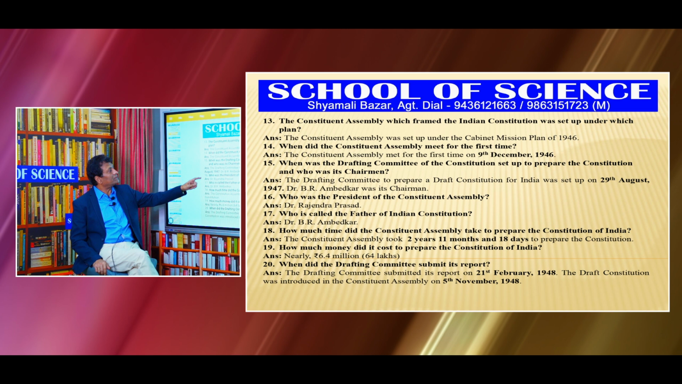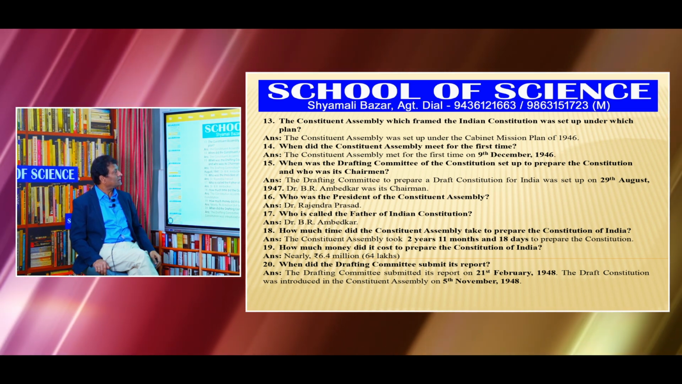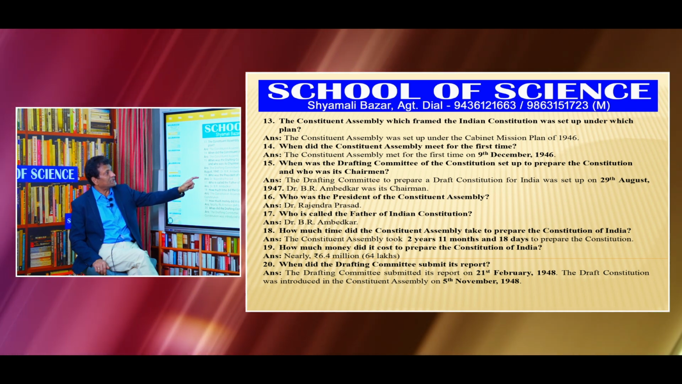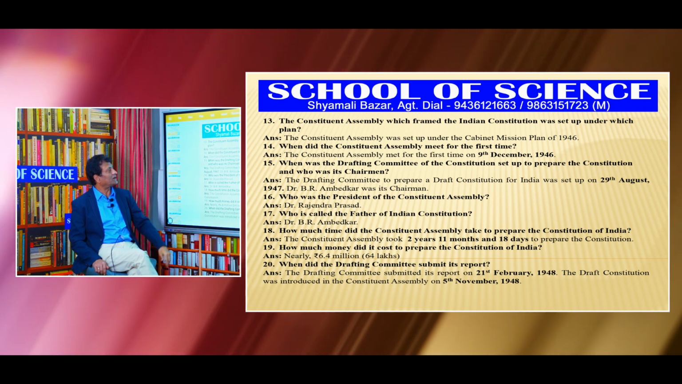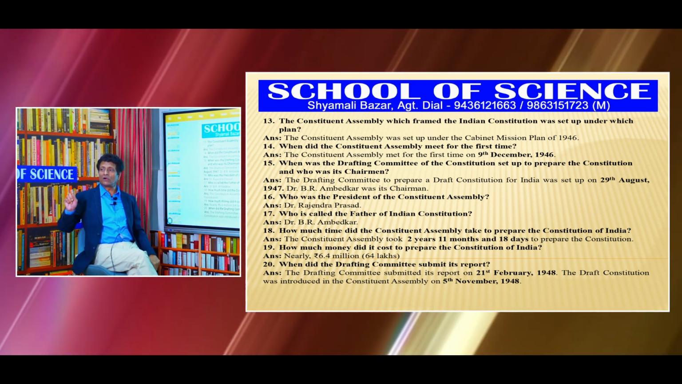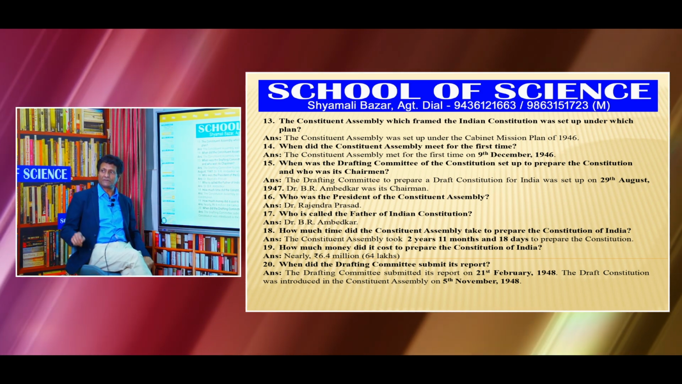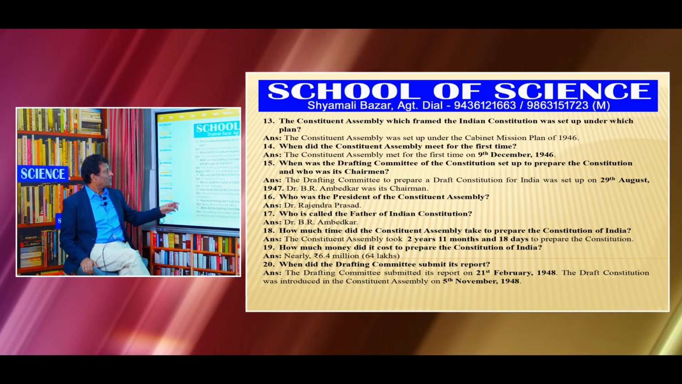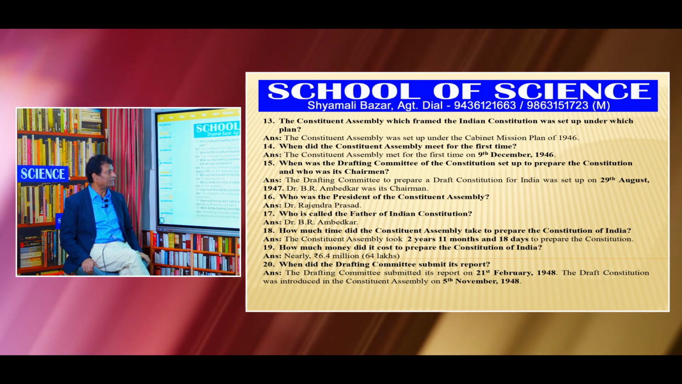When was the drafting committee of the Constitution set up to prepare the Constitution and who was its chairman? The drafting committee to prepare the draft Constitution for India was set up on 29th August 1947. Dr. B.R. Ambedkar was its chairman. Who was the president of the Constituent Assembly? Dr. Rajendra Prasad. Who is called the father of the Indian Constitution? Dr. B.R. Ambedkar. How much time did the Constituent Assembly take to prepare the Constitution of India?